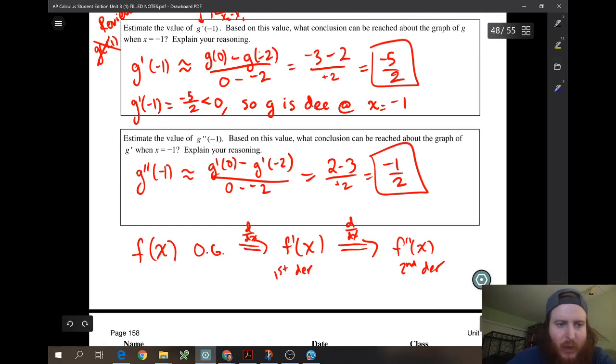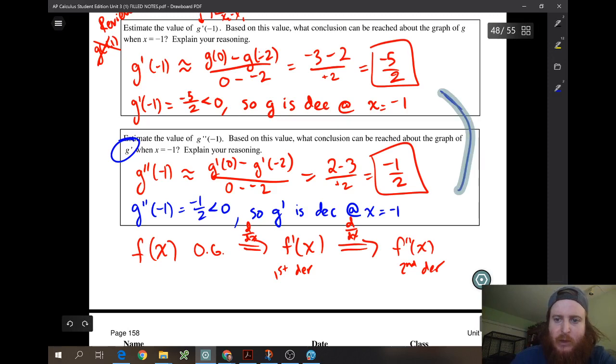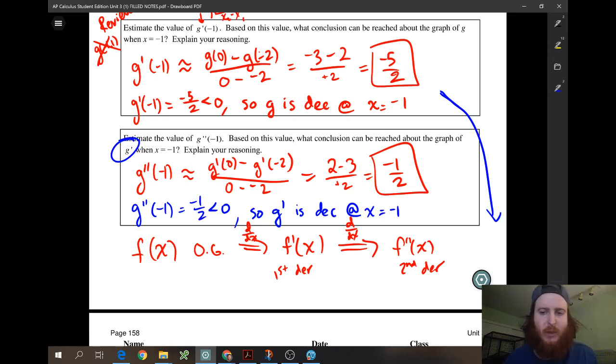What conclusion can be reached about the graph of g prime? It's the same thing. Because g double prime of negative 1 is equal to negative 1/2, and that's less than 0, that means g prime, not g, but g prime, is decreasing at x equals negative 1. So what does that mean? It means that the graph is going down and the derivative is going down even faster and faster. So it's like a decreasing graph that's decreasing more and more, right? The derivative is getting smaller and smaller.